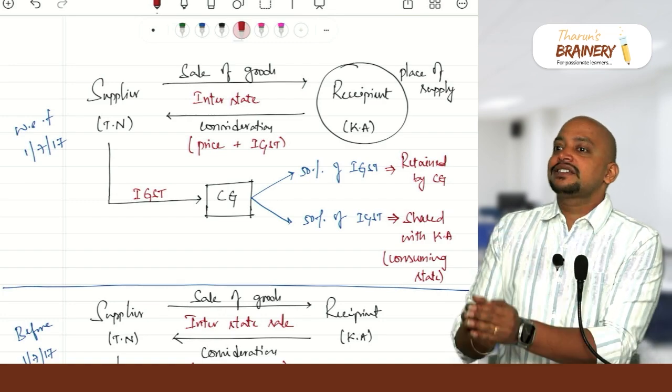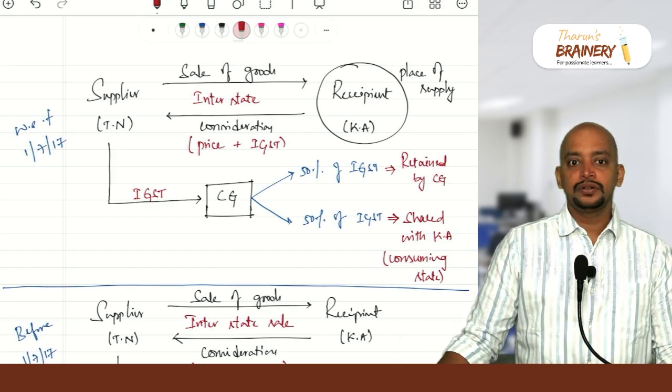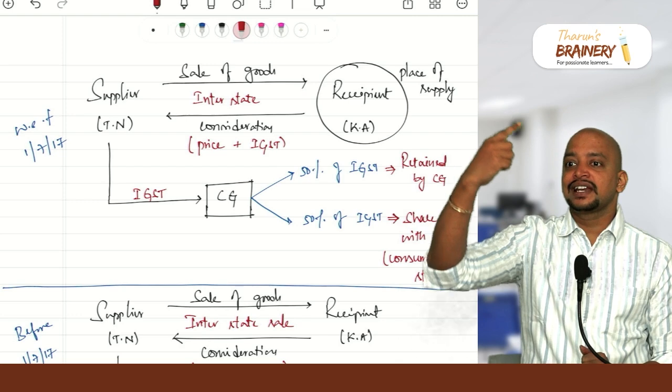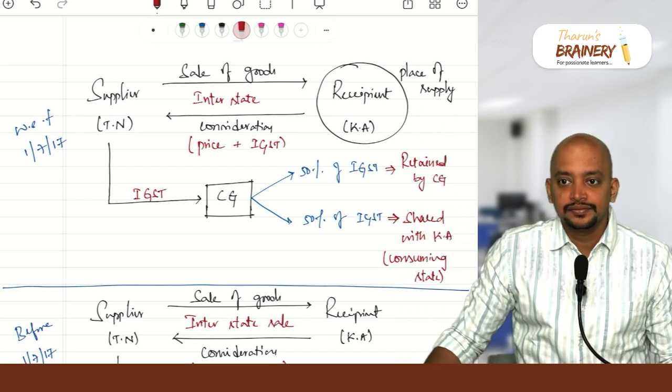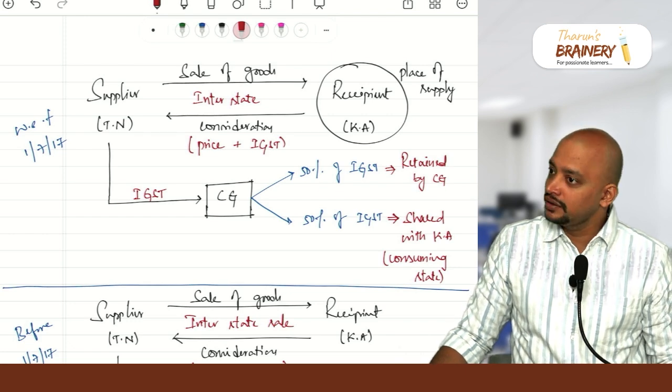Of these 28 states, whether all 28 states are producing states? No. I'll tell you, Tamil Nadu is a producing state. Andhra Pradesh and Kerala are consuming states. Where is there production and all in Andhra Pradesh? Nothing.